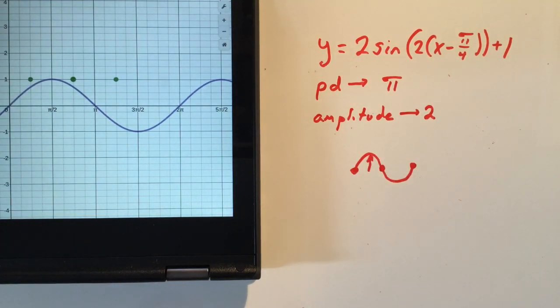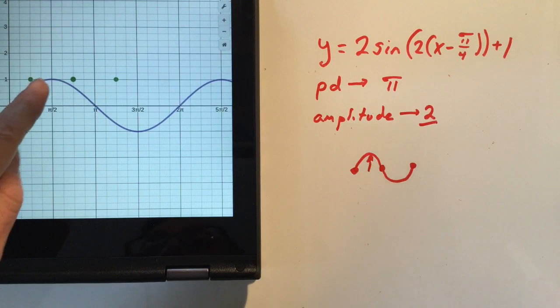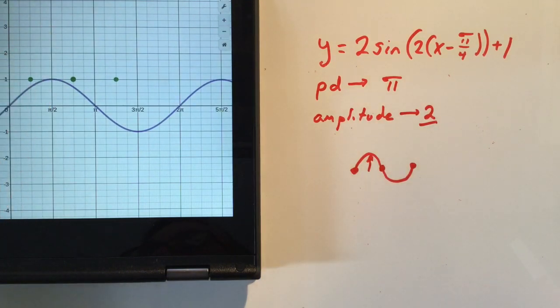And where are we going to go from there? Because the amplitude is now 2, all we have to do is go up 2 from that, and that's going to take us all the way up there to pi halves, 3. And there's nothing going to change the fact that we have a max there.